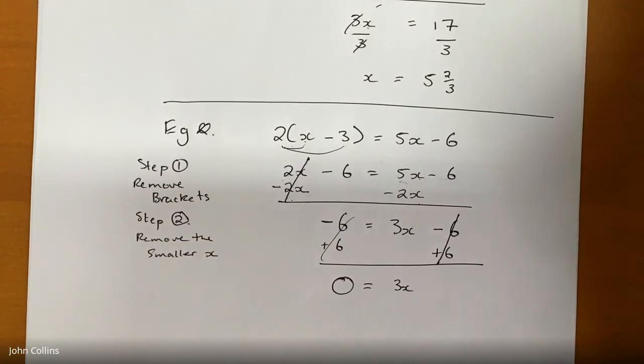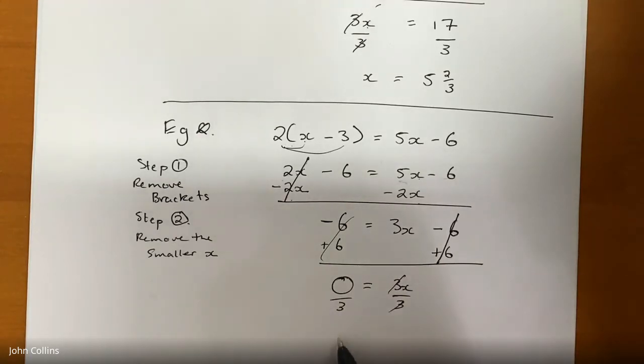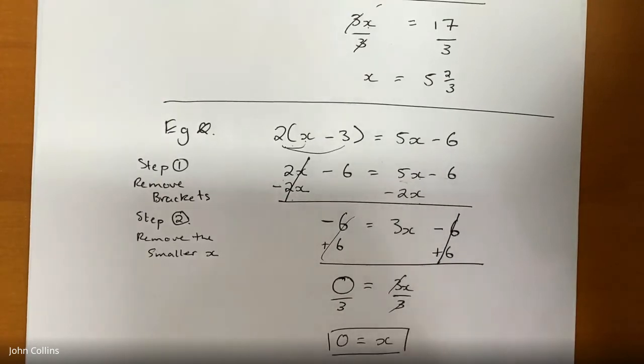So if 3 x's are 0, well, to find out what one of them is, this might be an unnecessary step, I can divide by 3. 0 divided by 3 is still 0. Well done, you.